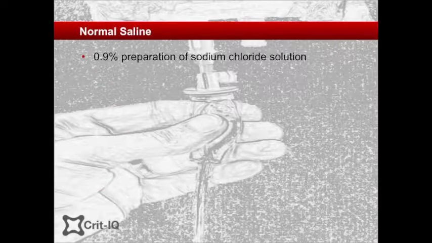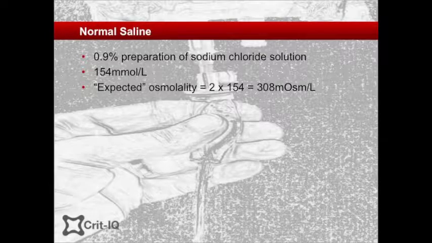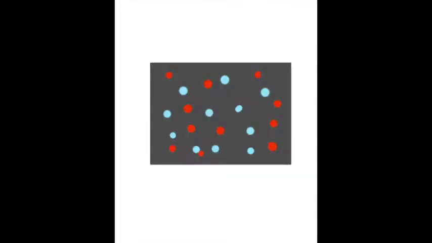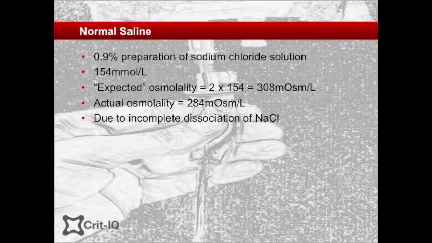Normal saline is a 0.9% preparation of sodium chloride solution, equivalent to 154 millimoles per litre of sodium and chloride. If sodium chloride completely dissociated in solution, the expected osmolality would be 2 times 154 or 308 milliosmoles per kilo. However, when measured directly by freezing point depression method, the tonicity of normal saline is 284 milliosmoles per kilo because a small percentage of sodium chloride remains non-dissociated in water.